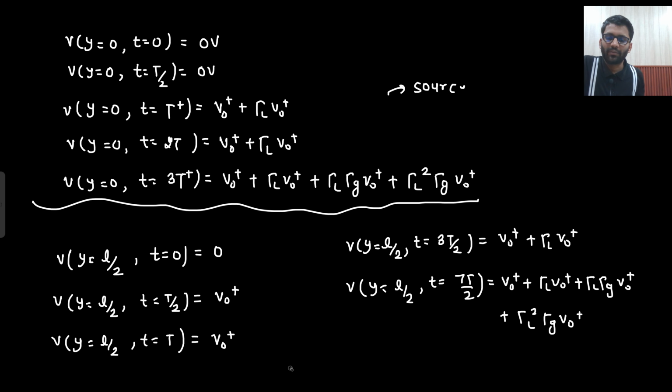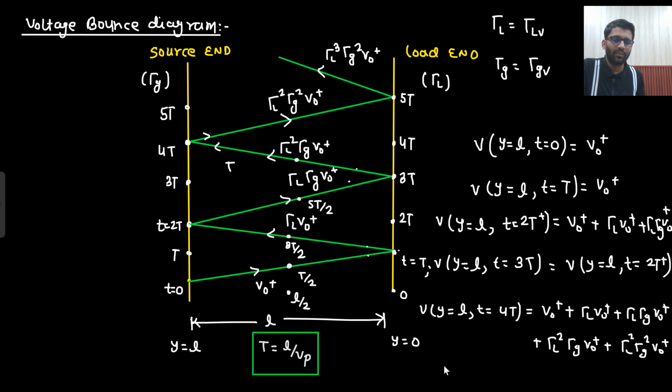And not source, sorry. Y equals 0 you are writing. So this is the load end. All these were for load. This was the mid of transmission line, and all these were for source. All these expressions you wrote for source.